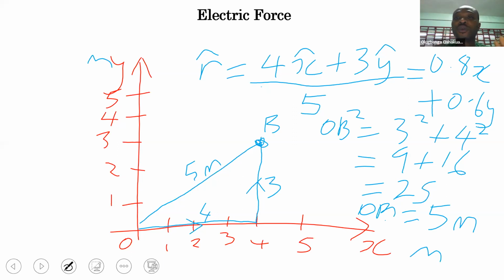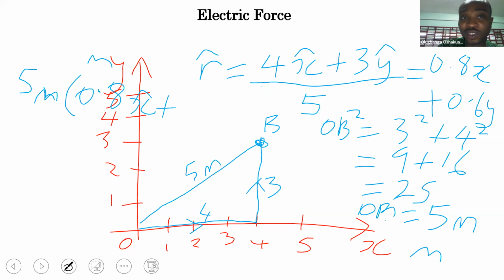But what I'm trying to achieve here is that if I'm to now describe the displacement from O to B, I can say I traveled 5 meters, but in what direction? 5 meters in 0.8x caret.